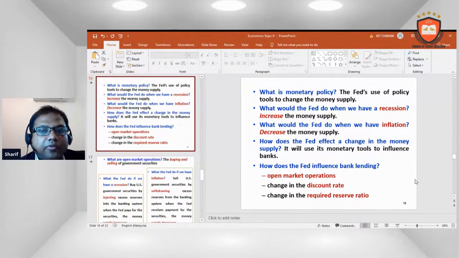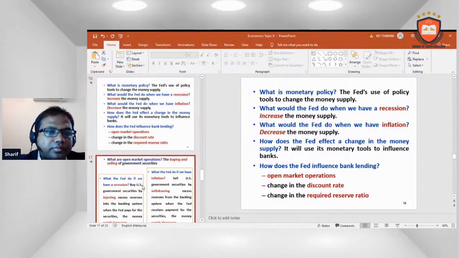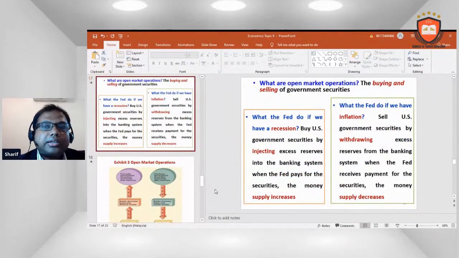How does the Fed influence bank lending? Open market operations, a change in the discount rate, and a change in the required reserve ratio. So what are open market operations? The buying and selling of government securities.